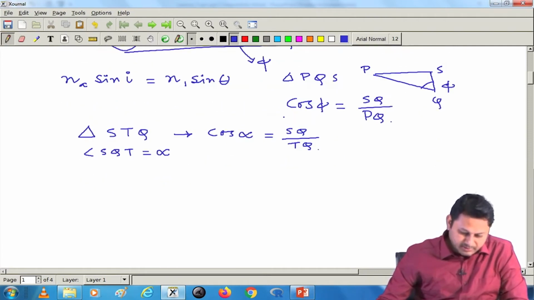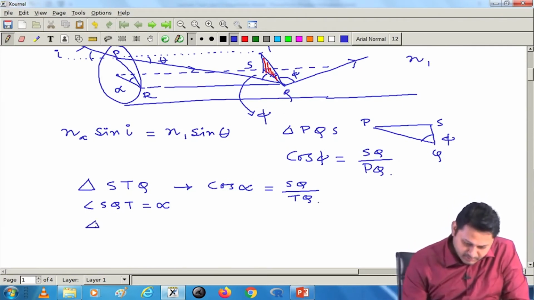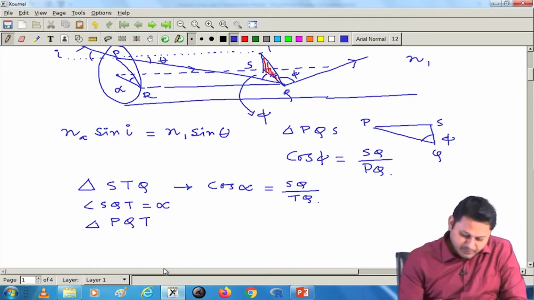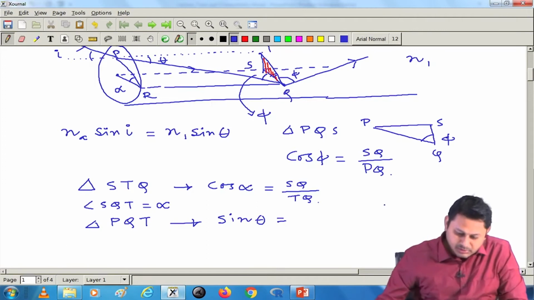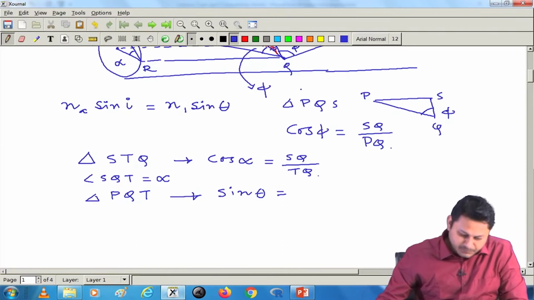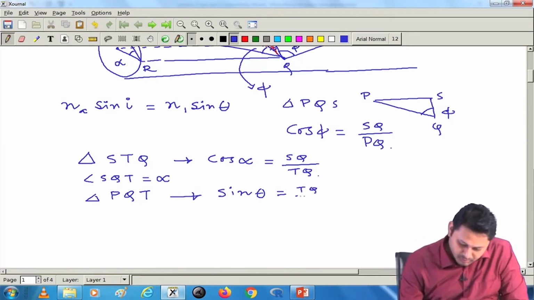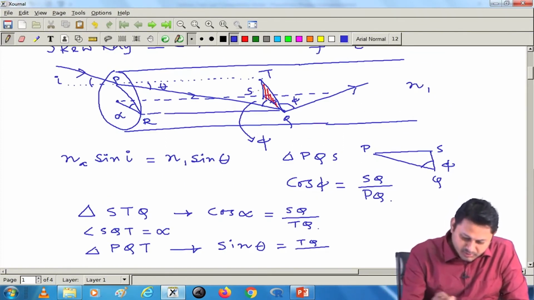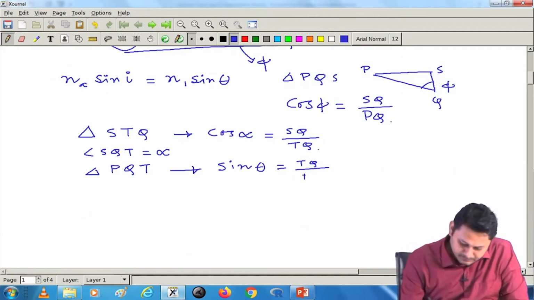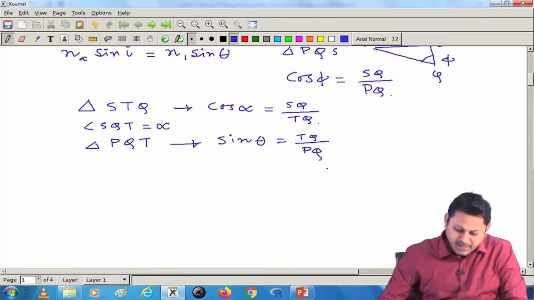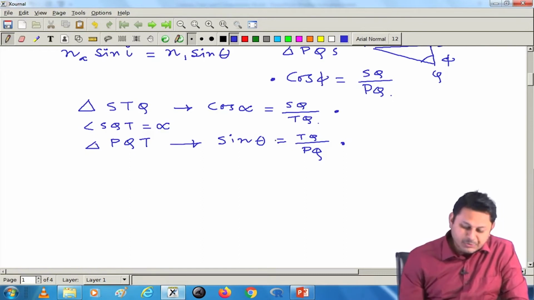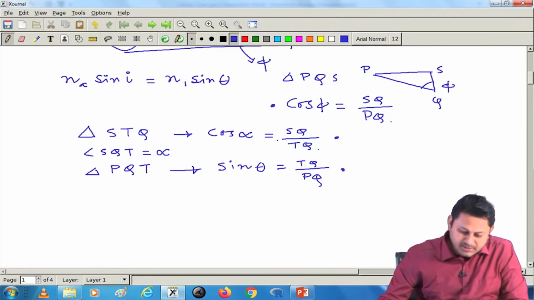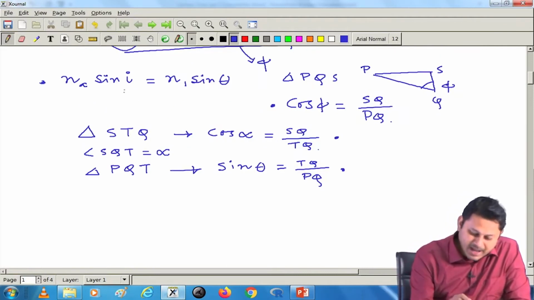Okay, so next I will consider another triangle, and this triangle should be P, Q and T. From P, Q and T, I can have another expression, which is sin theta is equal to, that means this is my theta, so sin theta should be equal to TQ divided by PQ. So I have three quantities in my hand, one is cos phi, one is cos alpha and another is sin theta. So with these three I can correlate the angle theta and phi, and the relationship with theta and I is already here in this equation. So I can eventually correlate I and phi, that is my goal.